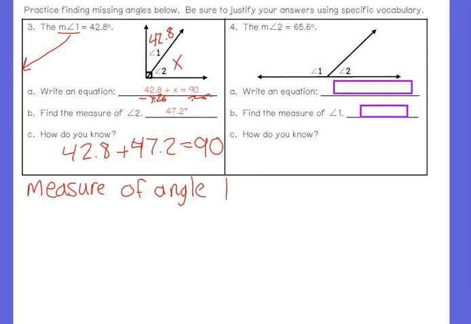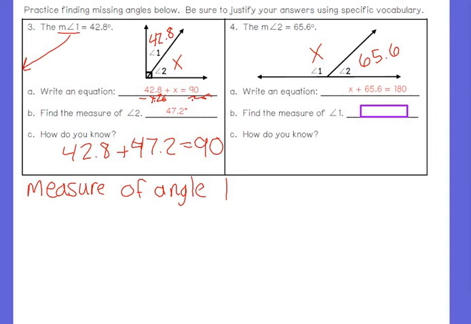All right, so number 4. What does it read? The measure of angle 2 equals 65.6. So this is 65.6 degrees. We'll call this guy X. What would my equation be? X plus 65.6 equals 180. Sounds wonderful.